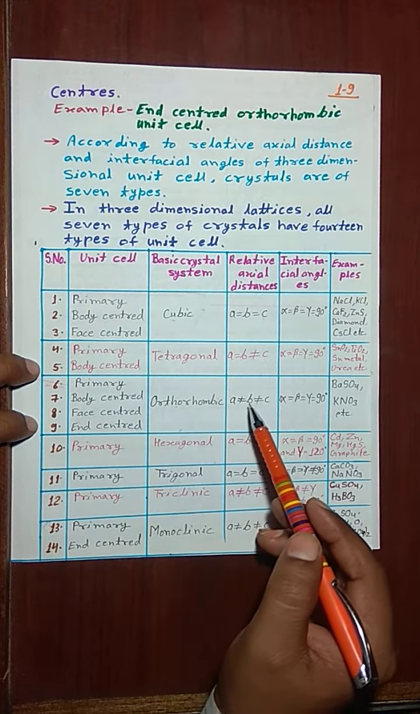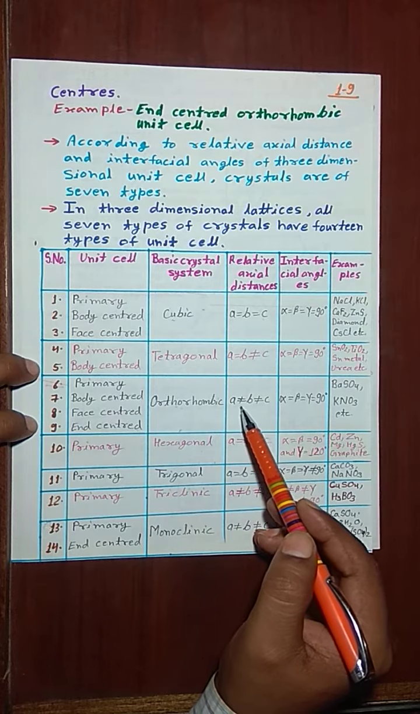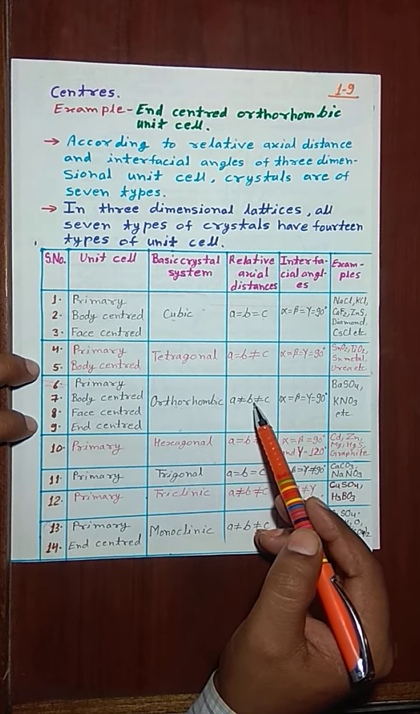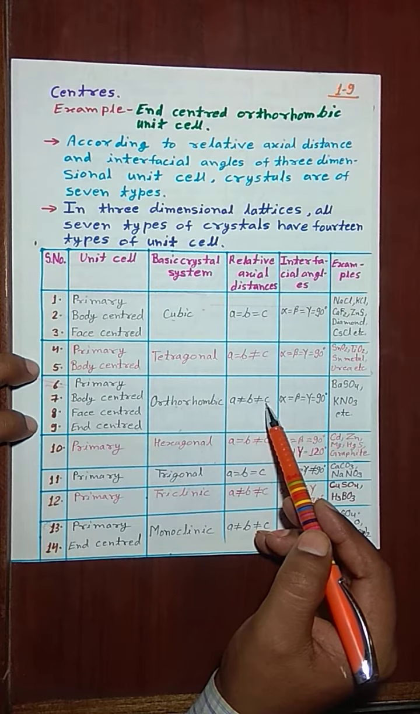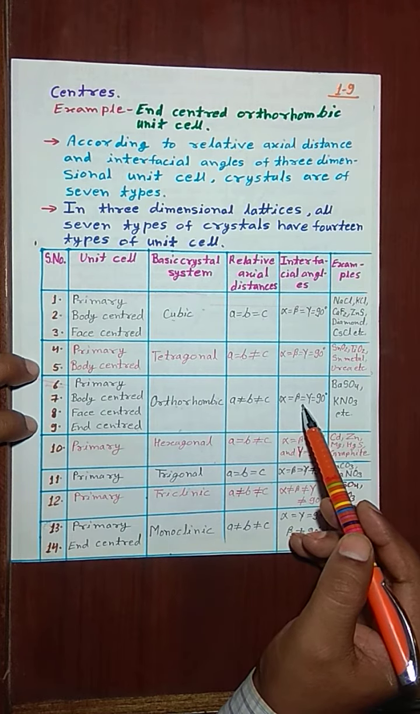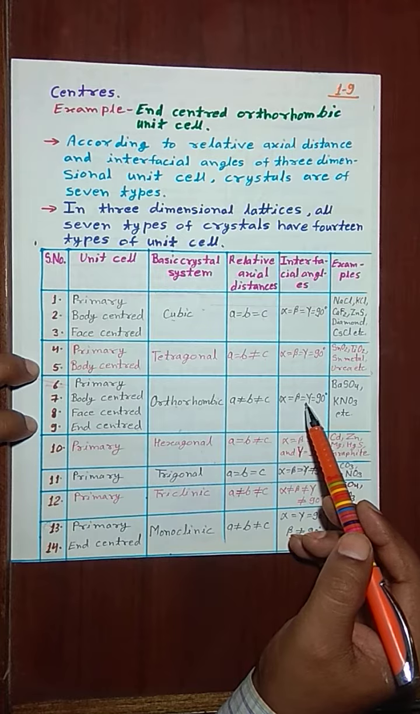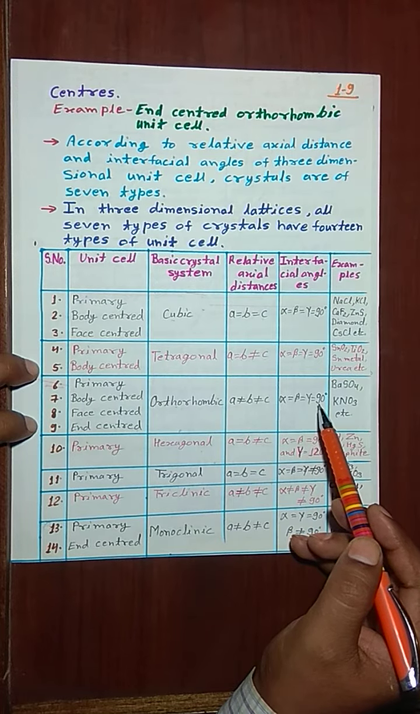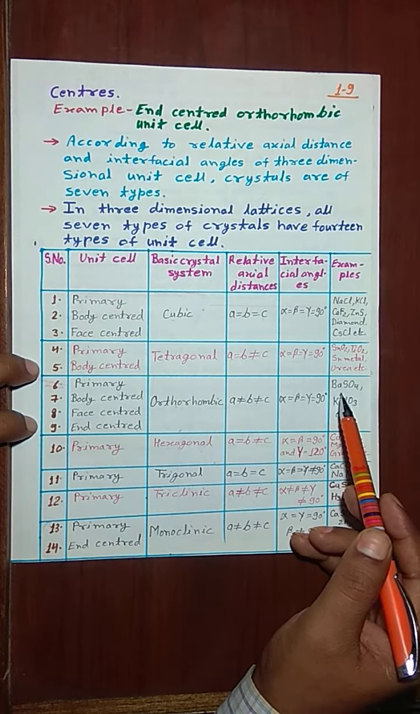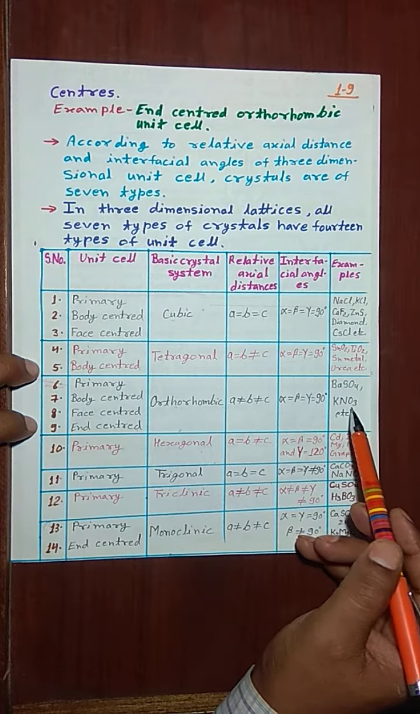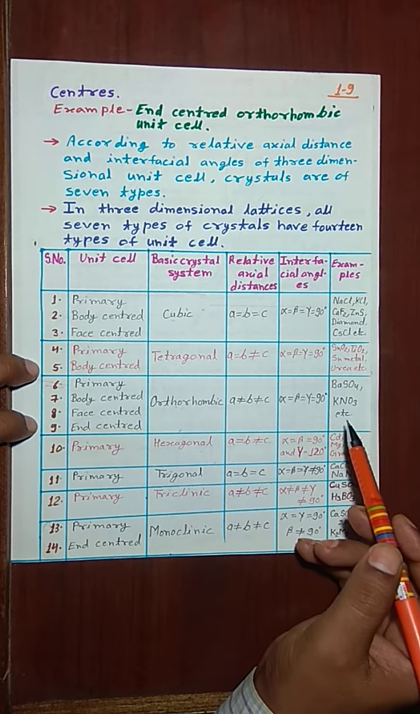Correct? Relative axial distance, A is not equal to B and B is not equal to C. Correct? And interfacial angles are alpha is equal to beta is equal to gamma is equal to 90 degrees, such as in BaSO4, KNO3, etc.